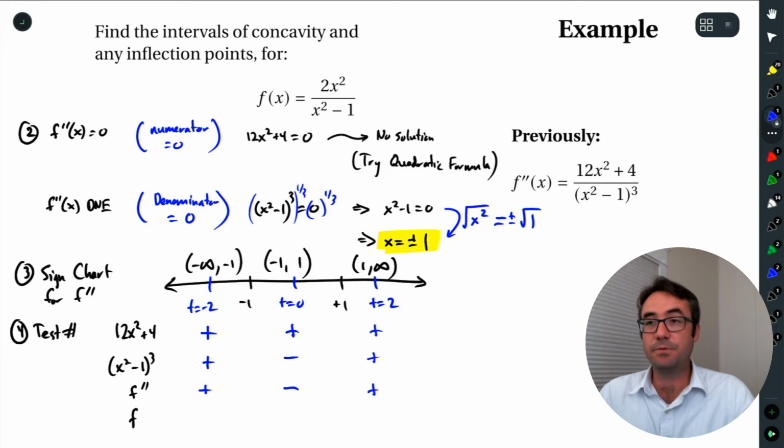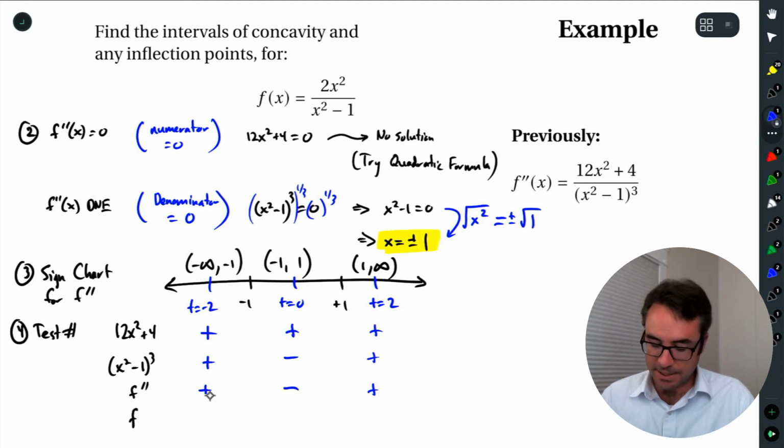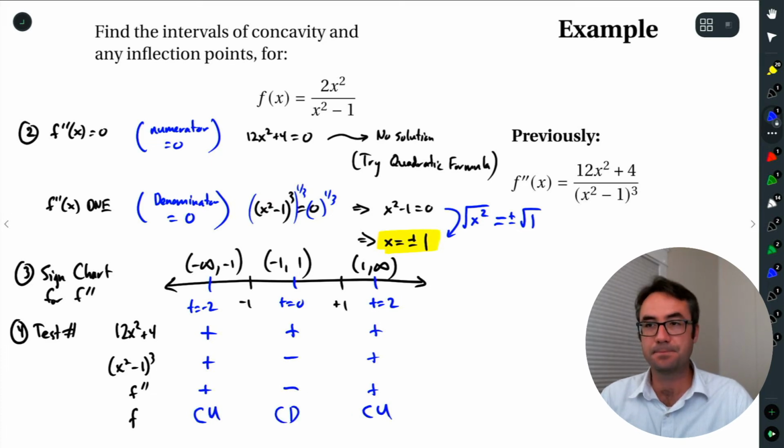All right, so we've filled in all of the sign chart pieces that we need. Now we can actually figure out the intervals of concavity. So when our second derivative is positive, that means our original function is concave up. And when our second derivative is negative, it means we're concave down. So on this interval here, our function is concave up. On this interval here, our function's concave down. And then this interval, we're back to concave up again. All right, so we've found our intervals of concavity.